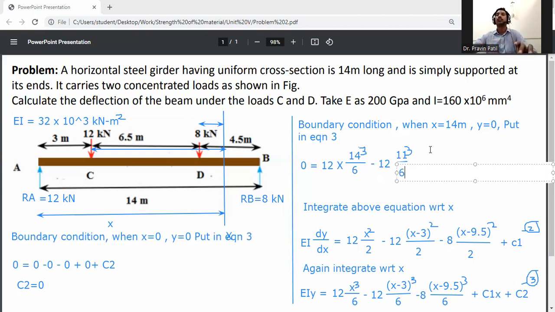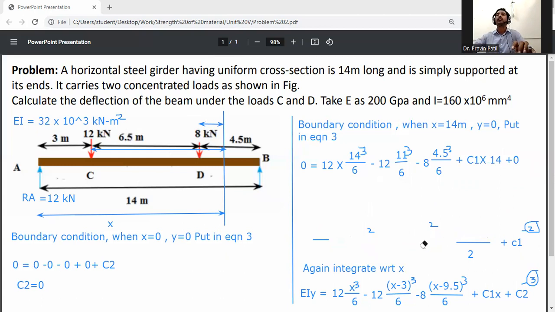Then minus 8 into 14 minus 9.5, it will be 4.5 cube divided by 6. Then plus C1x, x it will be 14, and C2 value it will be 0, as we calculated. So from this relation we will get the C1 value.